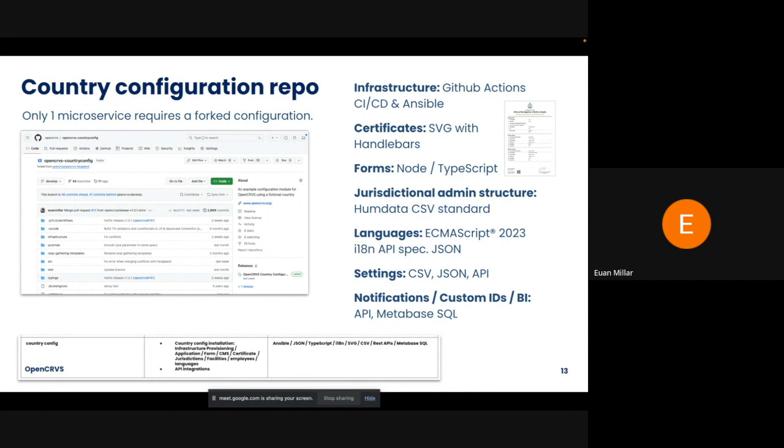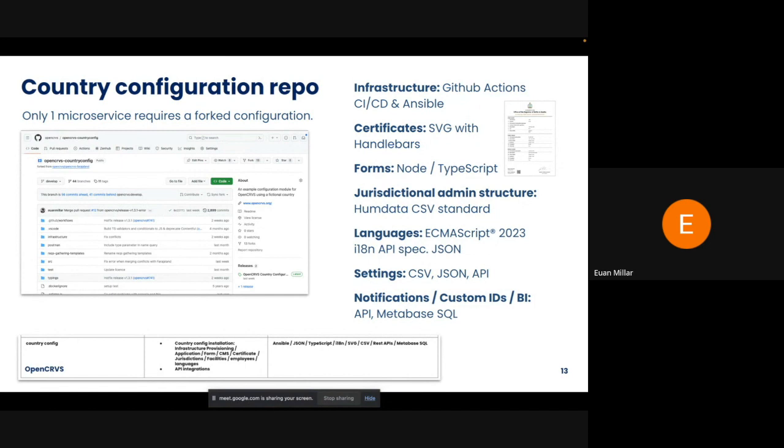You can configure the certificates. So that is done via an SVG file. And it's very easy to design that and to put into the SVG code handlebars where you want the dynamic data to appear in your certificate. You configure your form configurations here. And this is the only coding required, which is done in TypeScript. And that allows you to control every question you ask in your form.